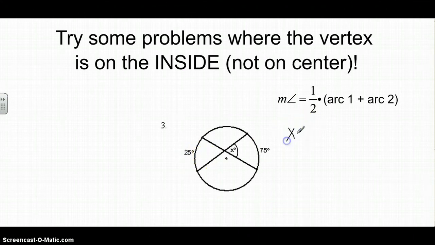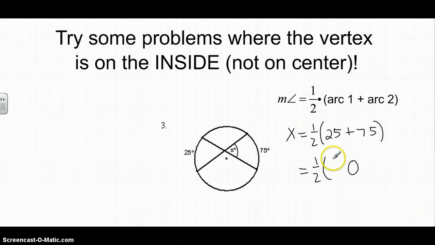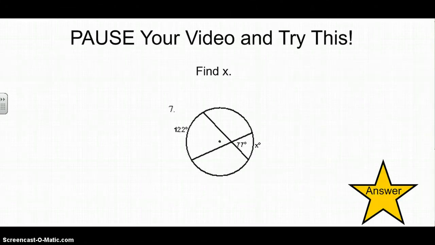So now I'm just going to substitute in. I don't know the measure of my angle. I know it's equal to half the sum of the arcs. So arc 1 is 25, arc 2 is 75. So x must be equal to 1/2 of 100, and that is 50. Next, I want you to pause your video and try this one. And when you resume, you'll see the answer.